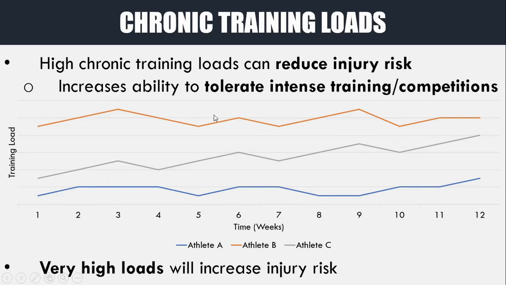So of these 3 athletes, athlete C is probably the least likely to get injured over this 12-week period according to chronic training loads. And that's because they have a progressively high chronic training load, but it's not so high that we're breaking the athletes, and it's not so low that our competitions are going to be a big spike in our training load. So we want to ensure that the athletes are doing enough work relative to their competition, but not so much that it's going to break them.